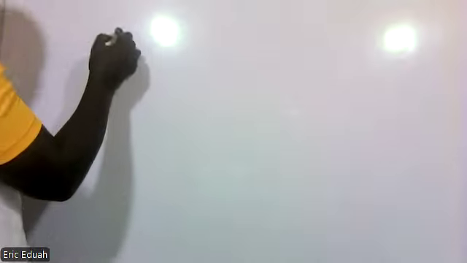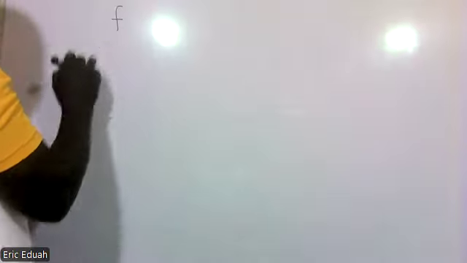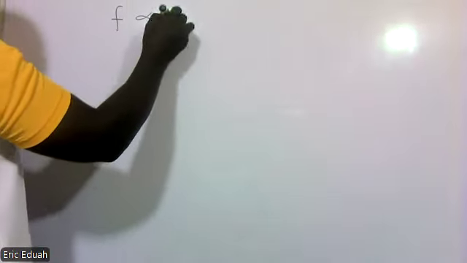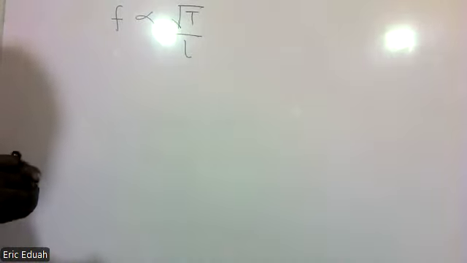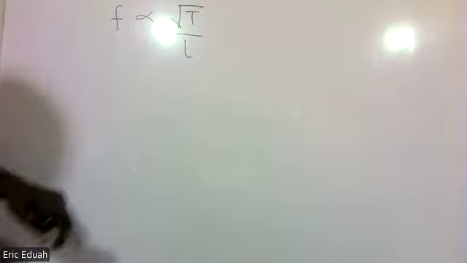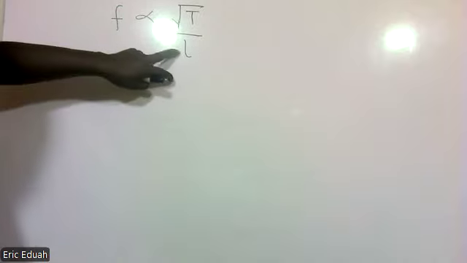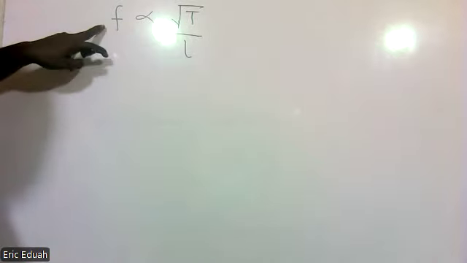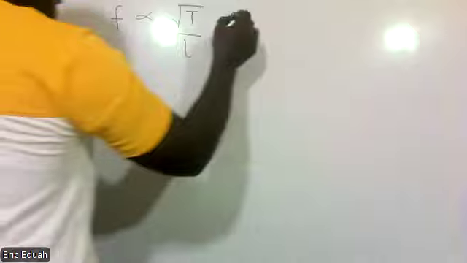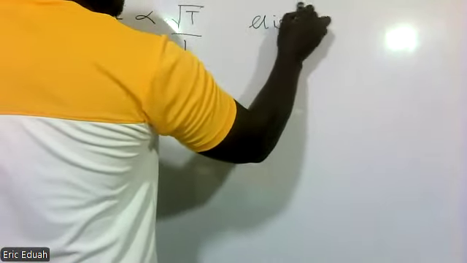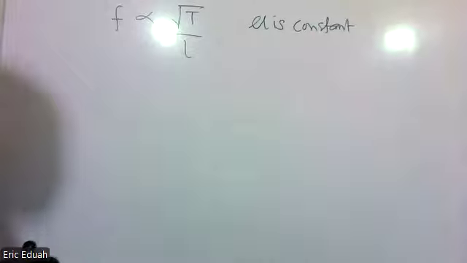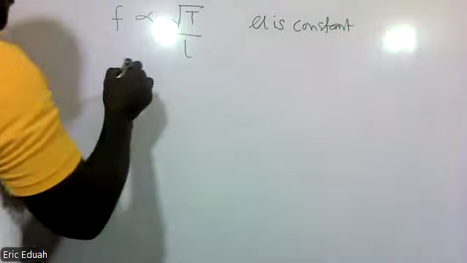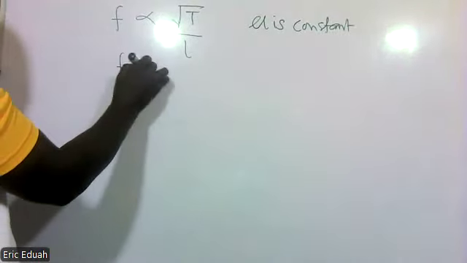So it's the same string. All that we are varying is that frequency would vary, and we know frequency to be directly proportional to tension and inversely proportional to the length. Okay, so the length changes, tension changes, and then the frequency changes, meaning mu is constant because it's the same string. It's the same string, so mass per unit length is constant.